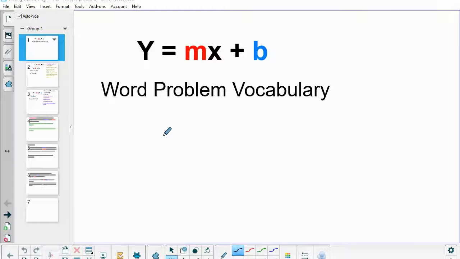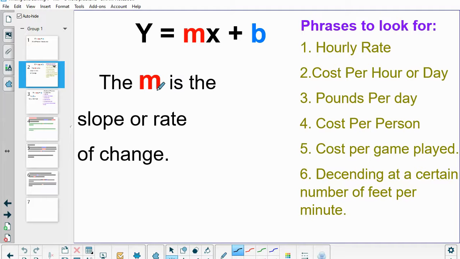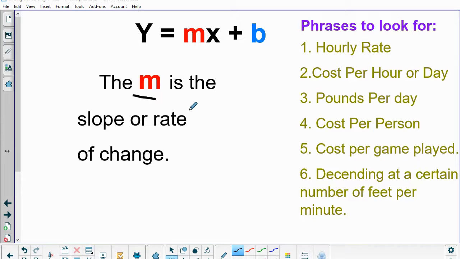Let's talk about some vocabulary involved with word problems and writing an equation in y equals mx plus b form. In the equation y equals mx plus b, the letter m represents the slope or some type of rate of change. Some phrases you can look for in a word problem that might signify m or the slope are phrases such as hourly rate, or the cost per day or hour. Pounds per day might be one you could see.